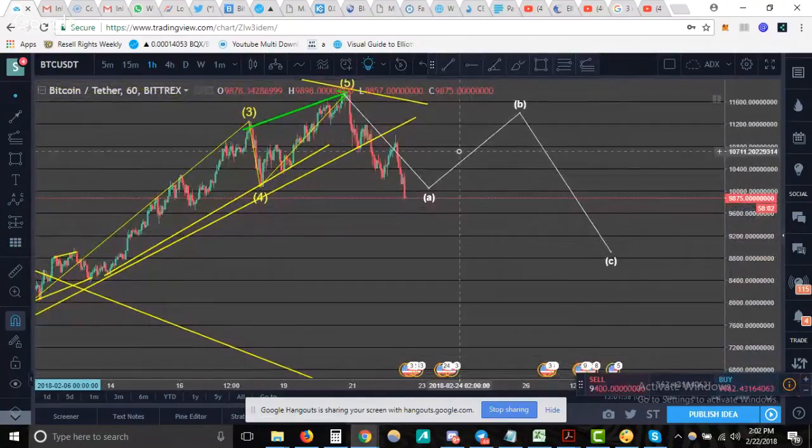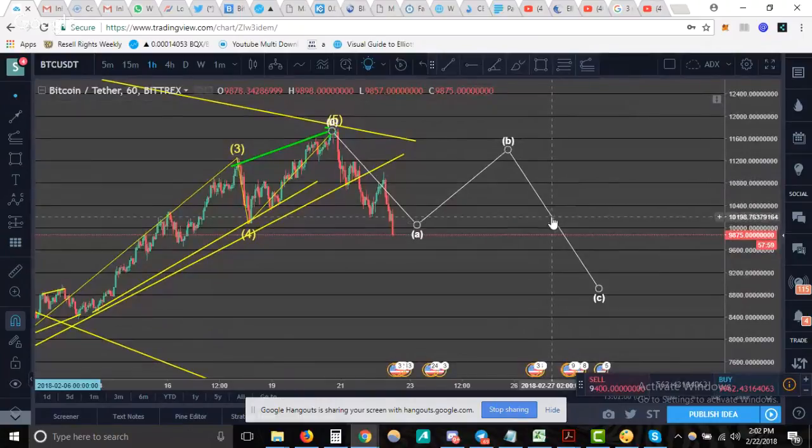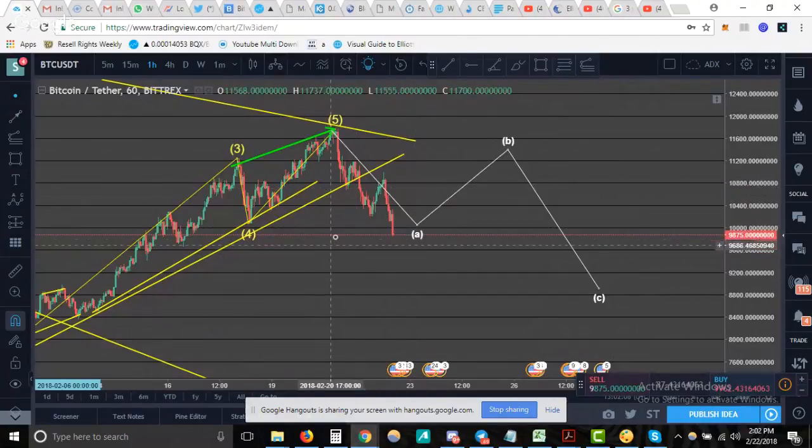So after this now, we want to know if the market will push up. From here, we expect your B to be between this region, between wave 4 or below it.